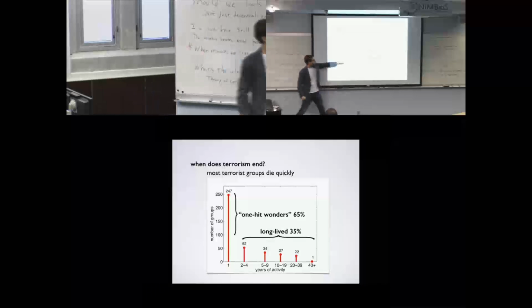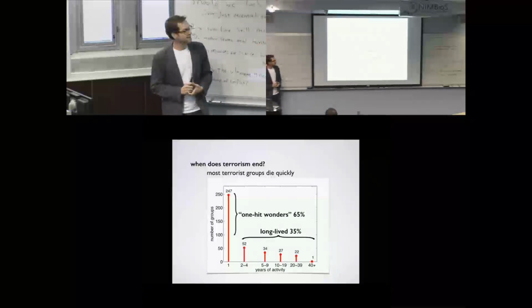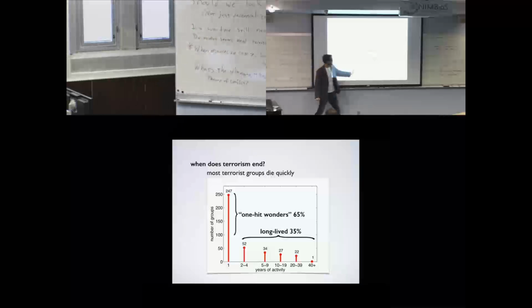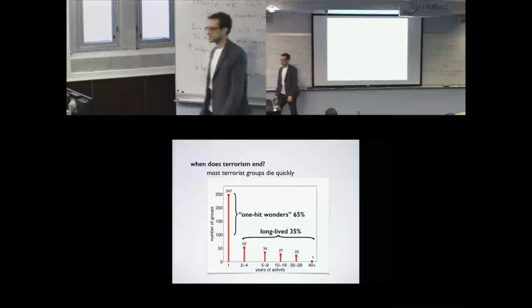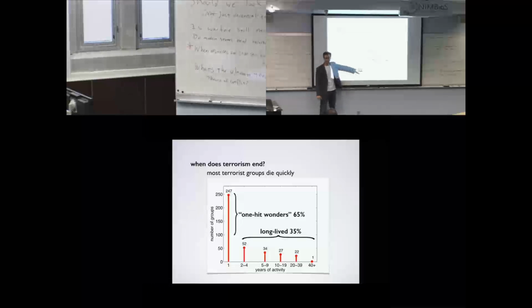In fact, these are one-hit wonders. That's not being facetious, that's real. The majority of organizations in the database only ever do one event. The rest of them, though, are these long-lived groups that do more events. They live for longer than a year. 35% live longer than a year. And it's these kinds of groups that I'm interested in now.